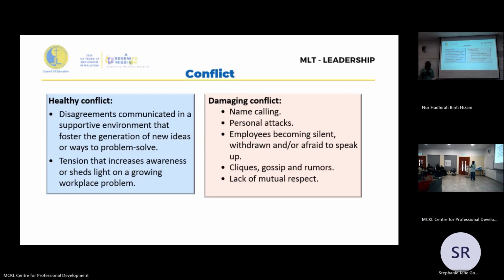Cyberbullying? In your Facebook, people write negative comments. Okay, all that are personal attacks. Employees become silent, withdrawn, or afraid to speak up. So all of a sudden, this particular employee or teacher is very quiet during the meeting. So something is wrong. Gossiping, rumors, lack of mutual respect. When you call for a meeting, people will just walk out from your meeting. So all these are negative, damaging conflict.